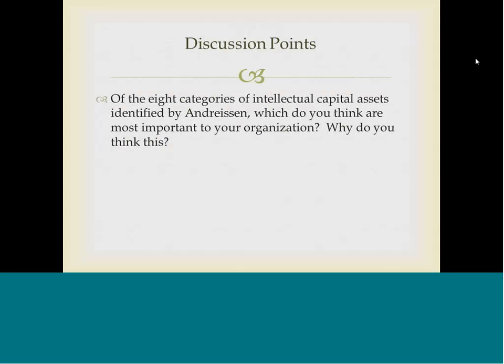So of the 8 categories of intellectual capital assets that we identified in Andreessen's model, and that would be the groupings under human capital, structural capital, and relational capital, which do you think are most important to your organization, and why would you think this?